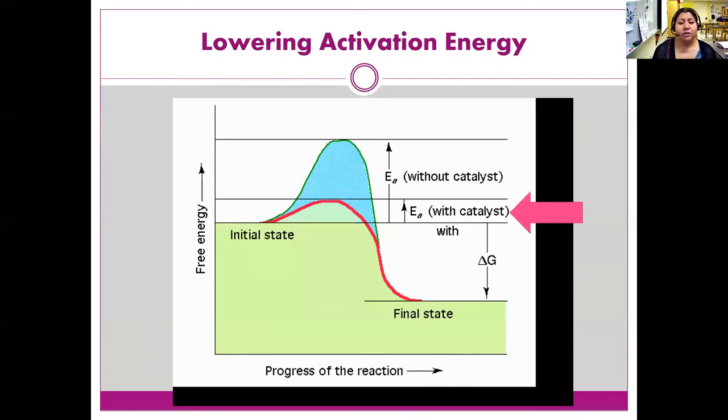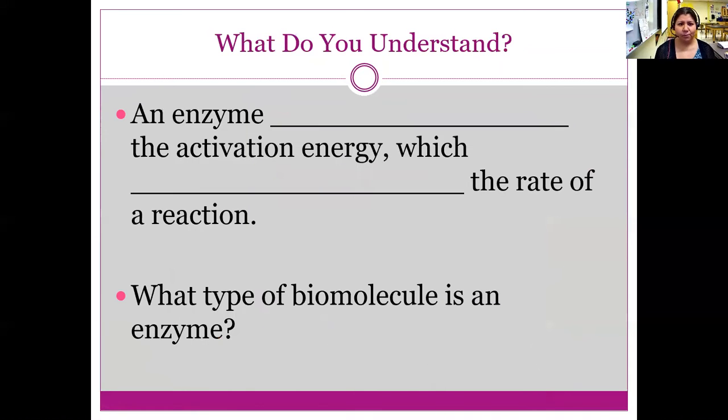So you have your initial state, which is where your reactants are at. Your final state is where your products are at. So, what do you understand? An enzyme lowers activation energy, which speeds up the rate of reaction. And what type of biomolecule is an enzyme? Very good. It's a protein.